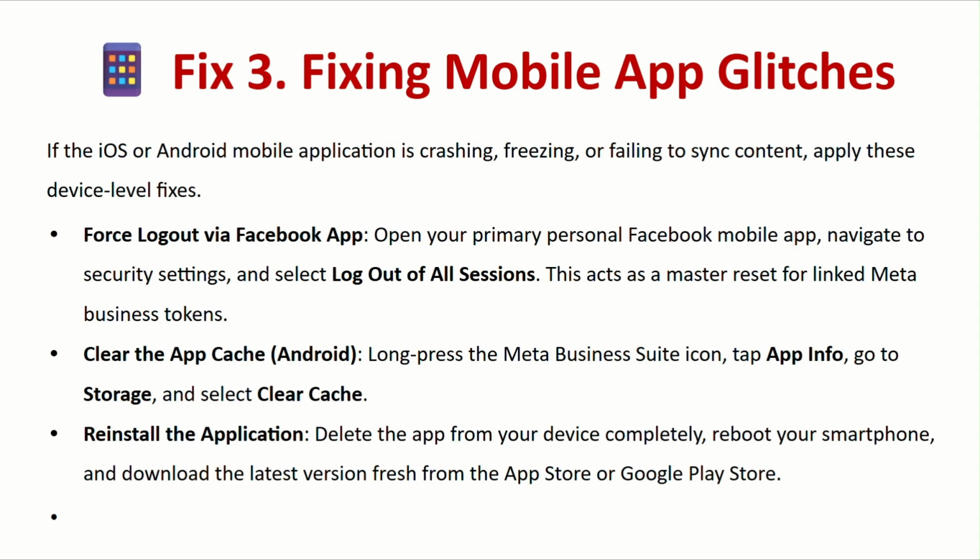Fix 3. Fixing mobile app glitches. Force logout via Facebook app. Open your primary personal Facebook mobile app, navigate to the security settings, and select log out of all sessions. This acts as a master reset for linked Meta Business tokens.